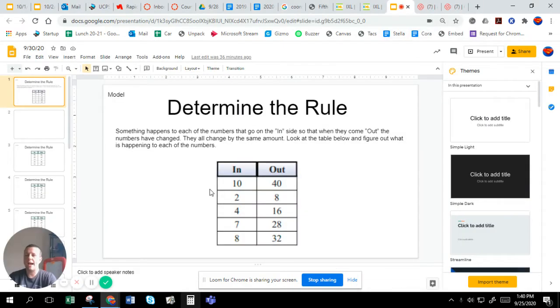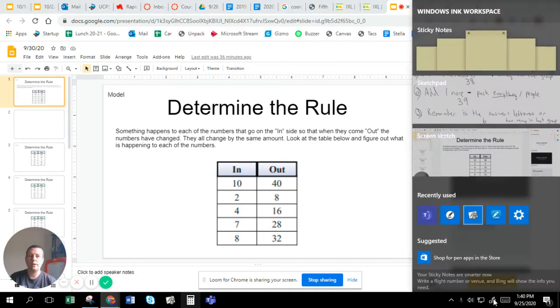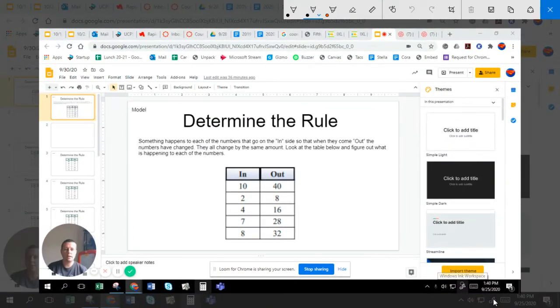So we're looking at either function tables or in and out tables or the in and out machine, or they go by lots of different names. But basically, we're looking at generating some sort of rule that's going to tell us if we put one number in, something else is going to come out. So taking a look at this one, we're going to look at how we should be determining these and how we do these.